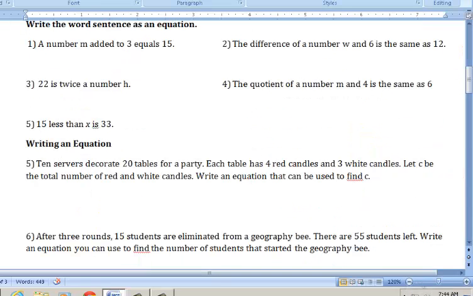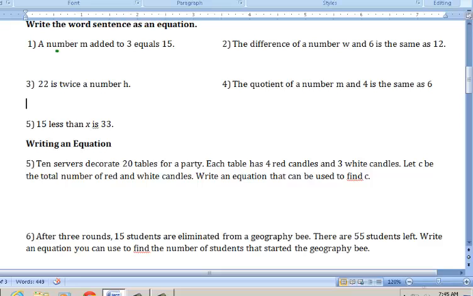Alright, the directions are asking us to write the word sentence as an equation. Again, do it in an order so that it's easy for you, especially when you do story problems. This doesn't matter because these are simple equation math sentences, so it's easier. But when you do the actual story problems, it makes it a little bit harder, so make sure that you're doing it in an order.